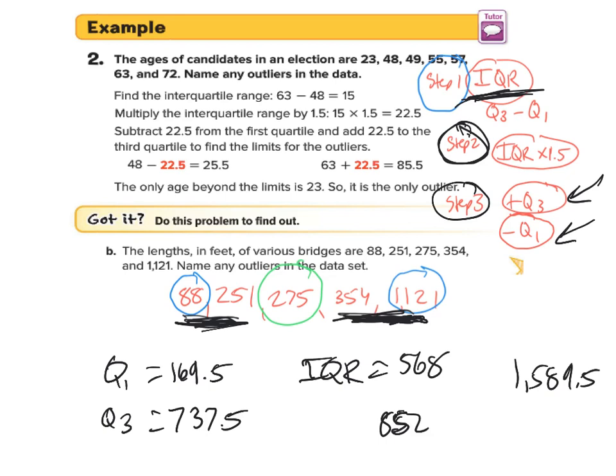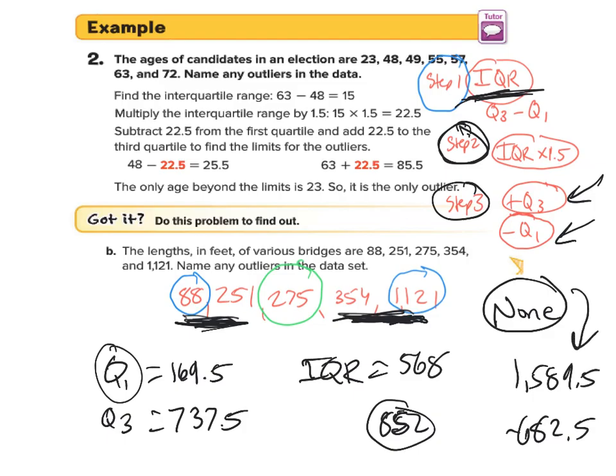Do we have any numbers bigger than that? We don't. Okay, so now we're going to subtract this 852 away from quartile 1. Here's quartile 1. So 169.5 minus 852. We're going to get a huge negative number. Do we have any numbers smaller than that huge negative number? No way. So are there any outliers in this set? There are none. There are no outliers in this set. So you would say none, because none of our numbers are bigger than that, and none of our numbers are smaller than that.